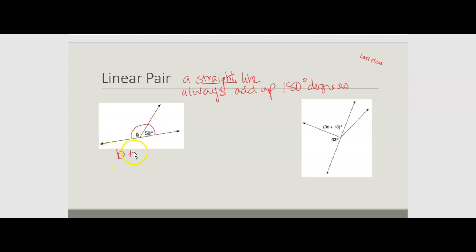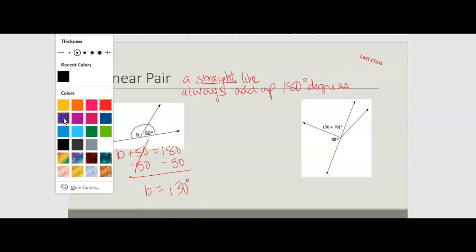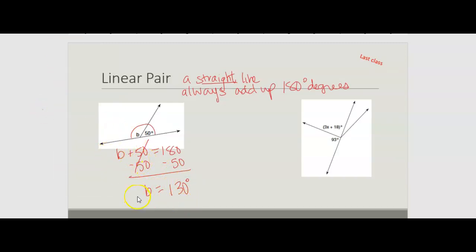So we can set up a little algebra equation and solve for B. So this takes us back to last year. We'll subtract 50 from both sides, and angle B is 130 degrees. Now, likely with this example, you probably didn't have to set up this equation, and that's totally fine. You maybe even did this in your head, and just said 180 minus 50. Or maybe you grabbed your calculator, and that's totally fine.